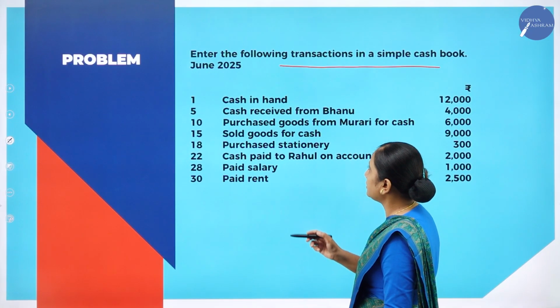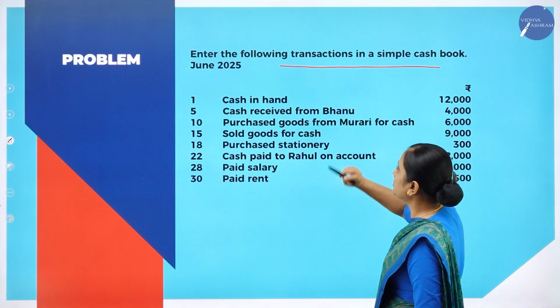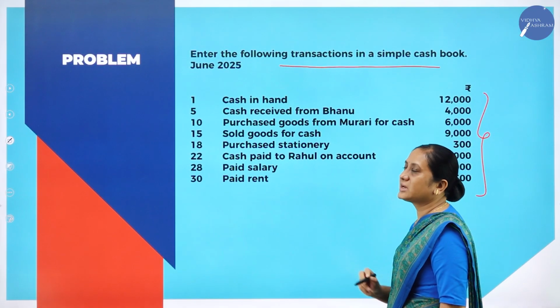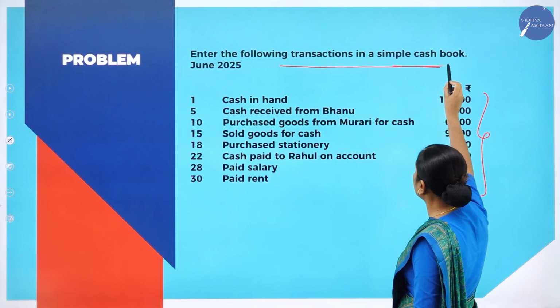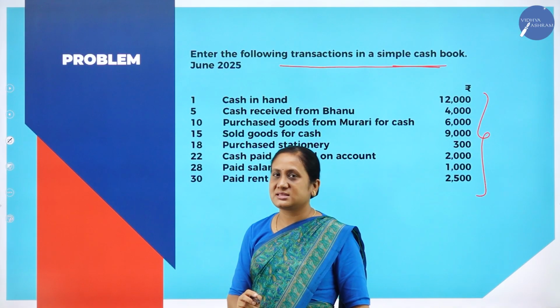Now we will try to solve this problem. Enter the following transactions in a simple cash book. They have given us a few transactions here, right? By looking into those transactions, what are we supposed to prepare? We are supposed to prepare a simple cash book. Simple cash book or single column cash book, it is one and the same.